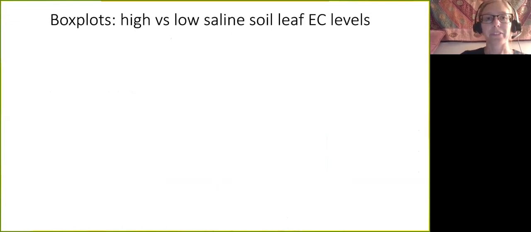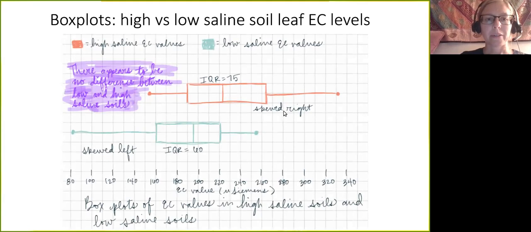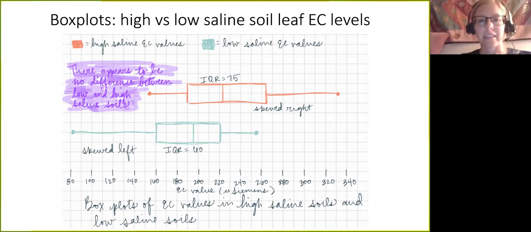I want to just show one more visualization of the high versus low saline soil leaf EC levels. We have a box plot here. The blue down here is the low saline EC values. And you can see we have the median and the first and third quartile, and then the high saline soils are shown up above. You can see there is overlap, but it does look like there are some differences going on here. They're not completely overlapping. So that shows there might be a little bit of difference between the two medians of these sample groups.